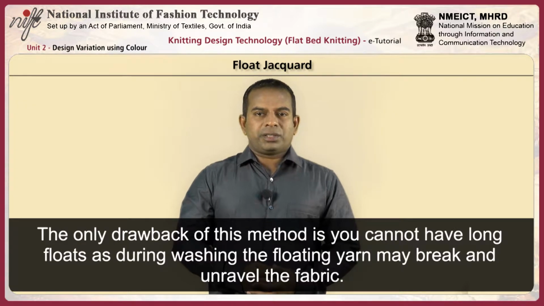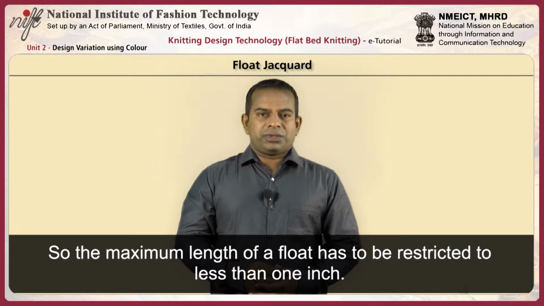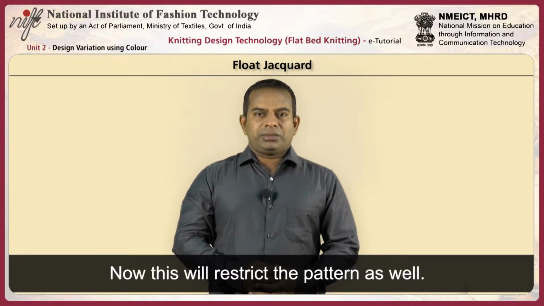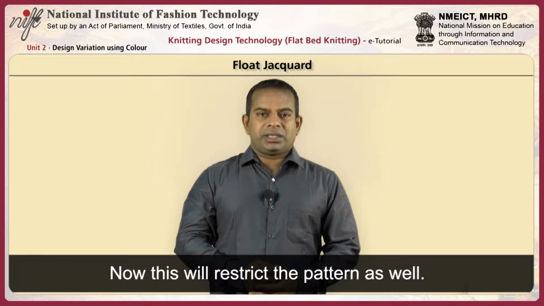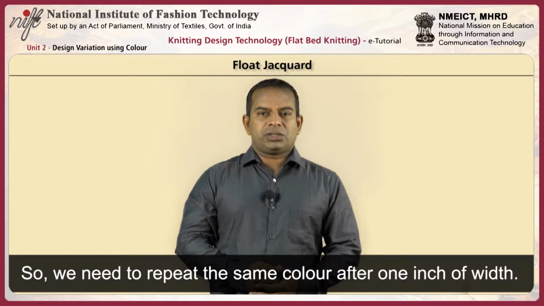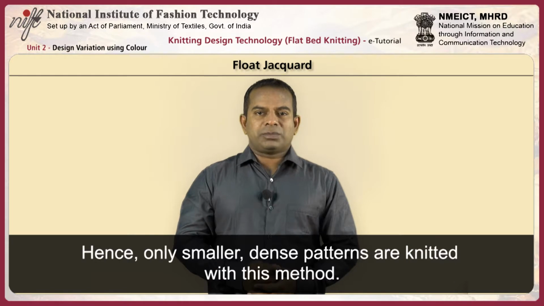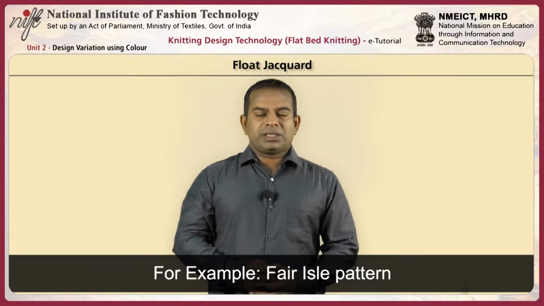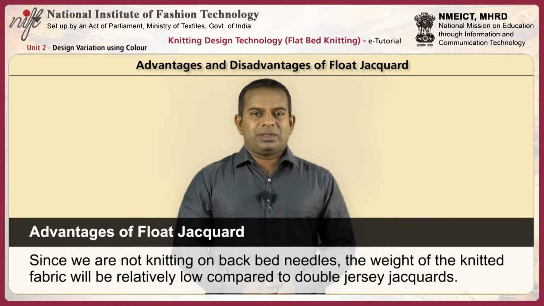The only drawback of this method is you cannot have long floats, as during washing, the floating yarn may break and unravel the fabric. So the maximum length of a float has to be restricted to less than 1 inch. Now this will restrict the pattern as well. So we need to repeat the same color after 1 inch of the width. Hence only smaller, dense patterns are knitted with this method, for example, Fair Isle pattern.